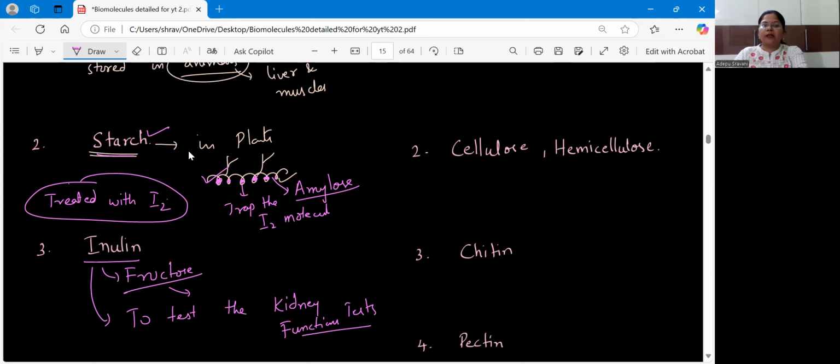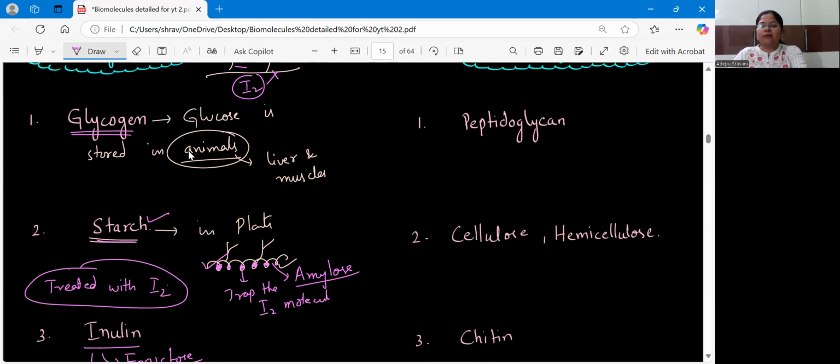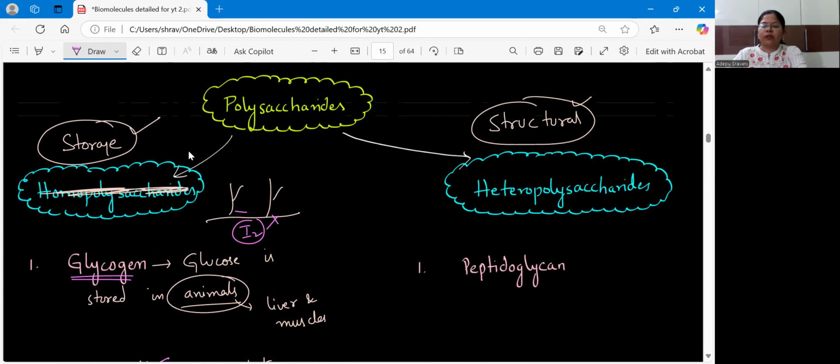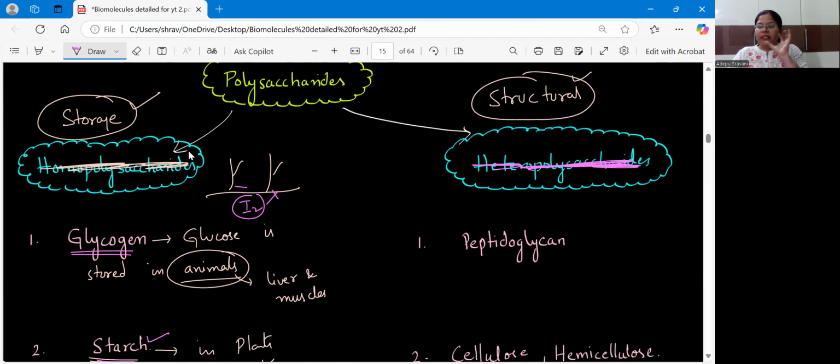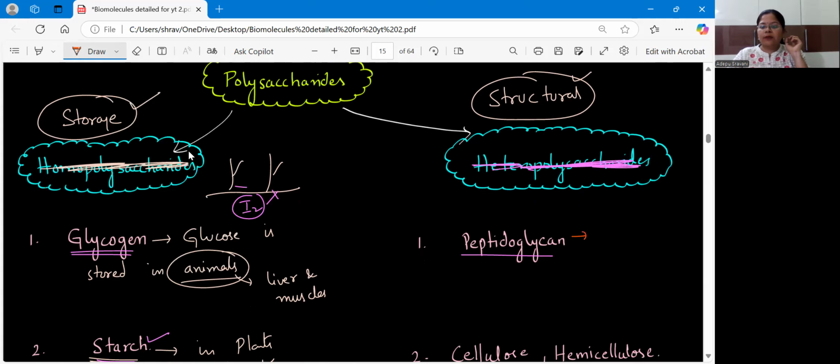So these are the three polysaccharides: glycogen, starch, and inulin, which will be acting as storage polysaccharides. Next, we will talk about the structural polysaccharides. The structural polysaccharides will give the structure to any components. For example, peptidoglycan, if you consider here, this will give structure to the cell wall of bacteria. All right. And we know peptidoglycan is made up of NAG plus NAM.